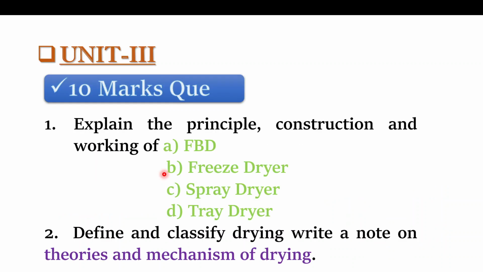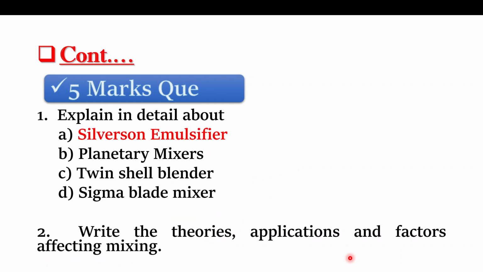So move forward to the next, unit number 3, 10 mark question, that is FBD. What is FBD? I already told you. Comment down in the comment section what is FBD. Then define and classify drying and the mechanism of drying. The drying curve can also be asked in this question. Define and classify drying, write the mechanism of drying and explain the drying curve. It is a lengthy question, so prepare this question. Next, Silverson emulsifier and planetary mixer for 5 marks.